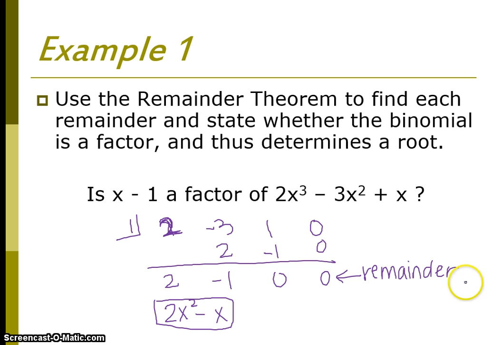So I found each remainder, state whether the binomial is a factor. Because the remainder was 0, that means that x minus 1 is a factor, and it means that 1 is a root, or a y-intercept. Sorry, my bad, totally ignore that, or an x-intercept.